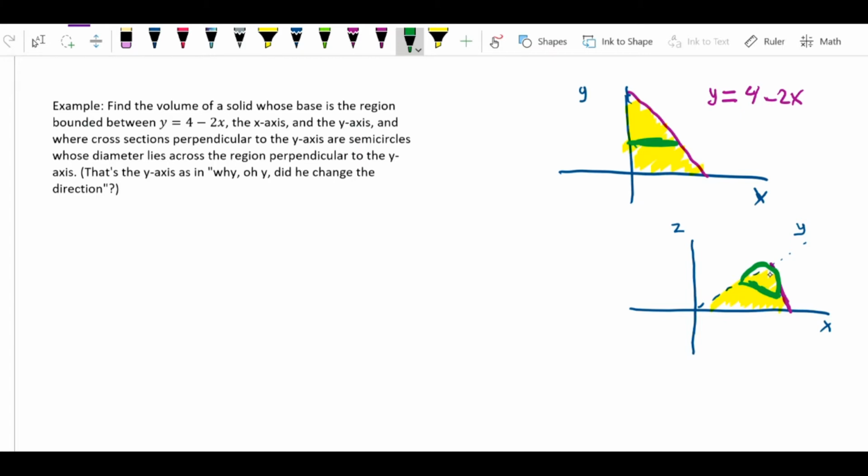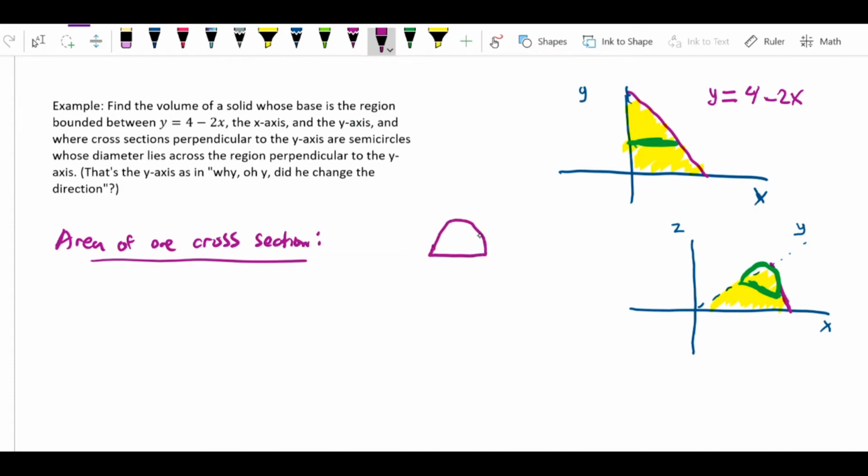Okay, so the first thing we need to do is figure out what is the area of this cross section. Let's write something in here. So area of one cross section. How do we find that? Well, the cross section of a semicircle looks like this, and it's half of a circle, so we know that the area is going to be not pi r squared, but pi over 2r squared, because it's just half a circle.